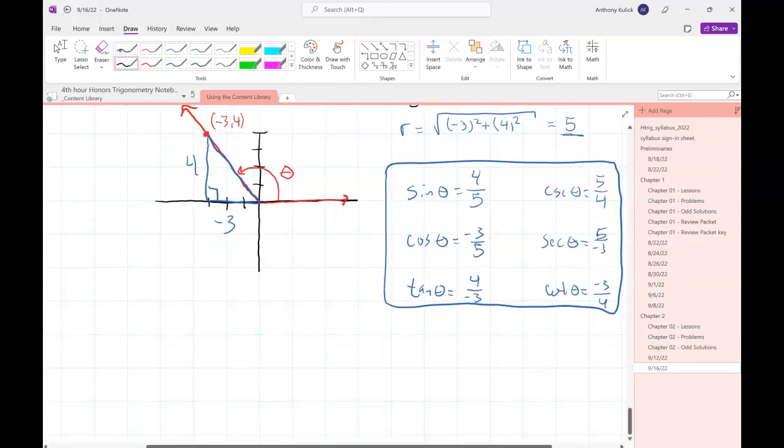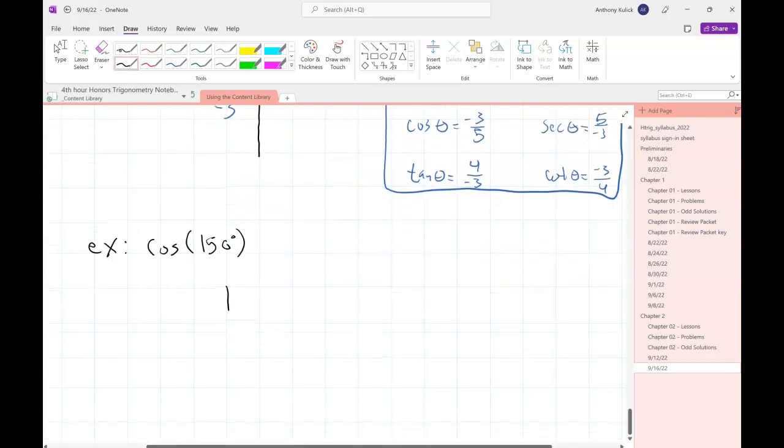Okay. What if I'm not given the point? Let's say we want to do cosine of 150. All right, well, let's do that then.